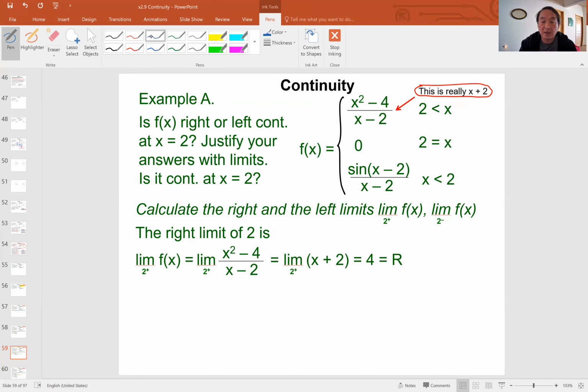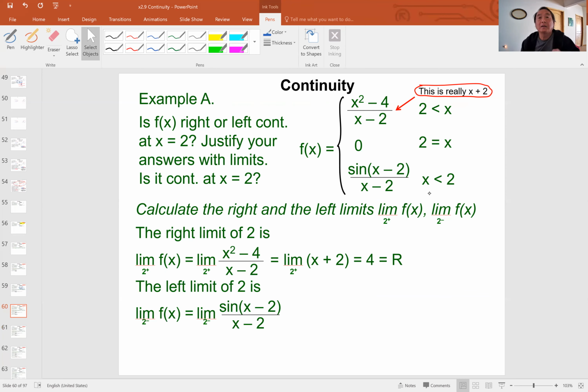Coming from the left-hand side, I'm using this formula. If you remember, when x approaches 2, this will go to 0, and this will go to 0, and then the limit is 1. Okay, if you don't remember that, look it up. It's 0 over 0, right? So the left-hand limit and the right-hand limit are different.